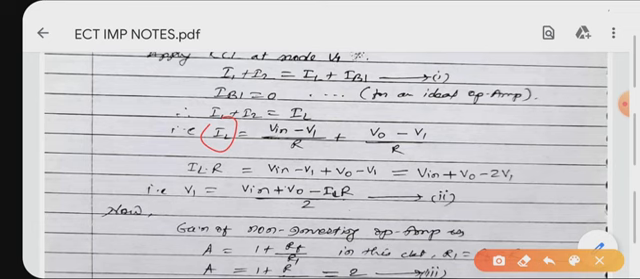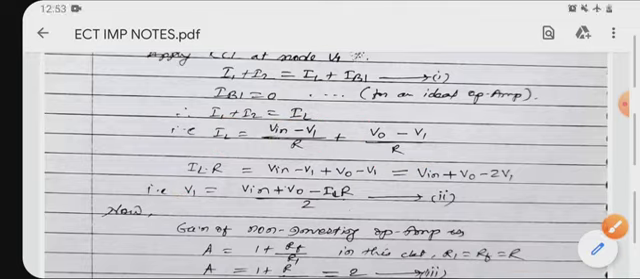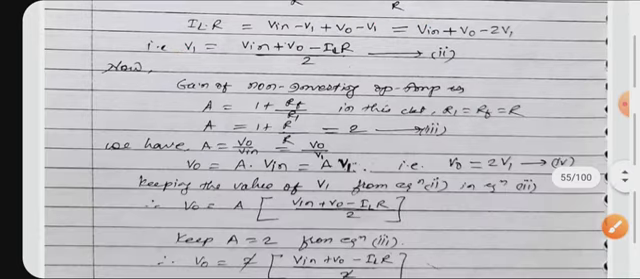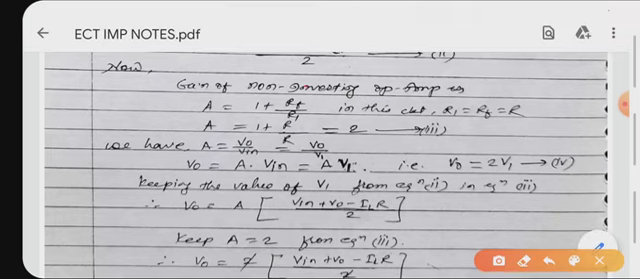We will convert I1 and I2. So this is I1, V in minus V1 by R, and this is the value of I2, VO minus V1 divided by R, by referring to the circuit diagram. So simplifying this, you will get the equation for V1, equation number 2. Now the gain of a non-inverting amplifier, you know the basic formula, A is equal to 1 plus RF by R1. So in this circuit, R1 is equal to RF is equal to R, therefore the gain value becomes equal to 2.